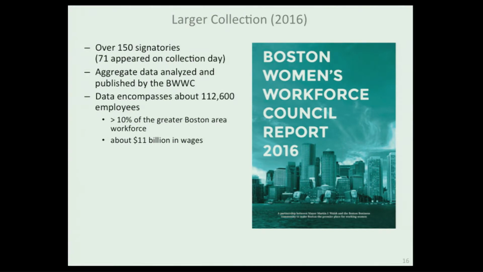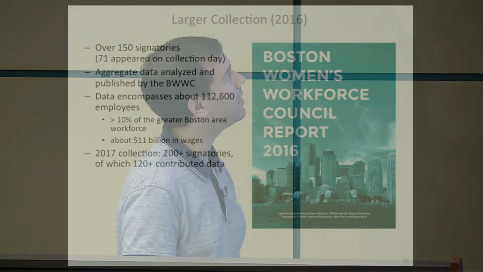I'll just say briefly, we've run this now 3 times. I mentioned the 2015 collection in detail. Briefly for 2016 and 2017, we have more signatories: over 150 signatories by the 2016 collection, and over 200 by the 2017 collection. The 2016 data has since been published on the City of Boston's website. That's the title page of the PDF file that you can download from their website.